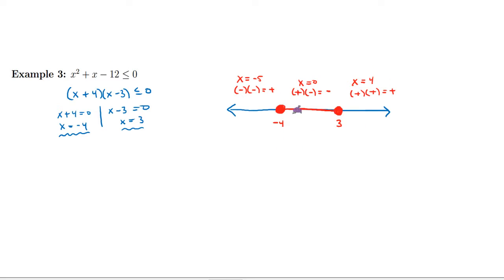Now that the circles are filled in, for the intervals we're going to be using square brackets. So negative 4 to 3. And the solution will be x's between negative 4 and 3, but inclusive on those.